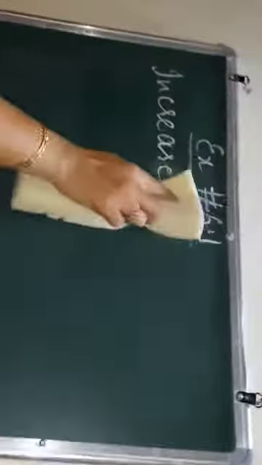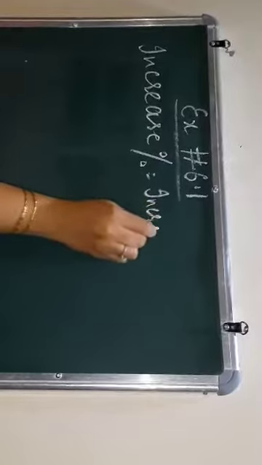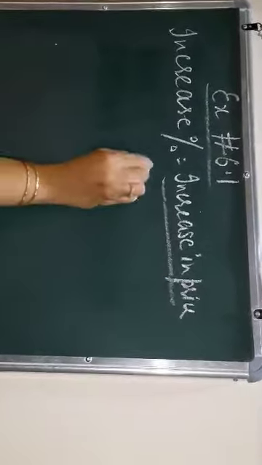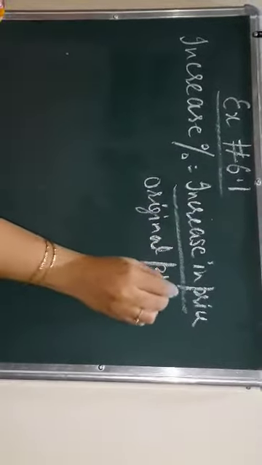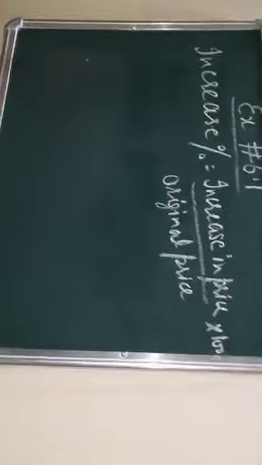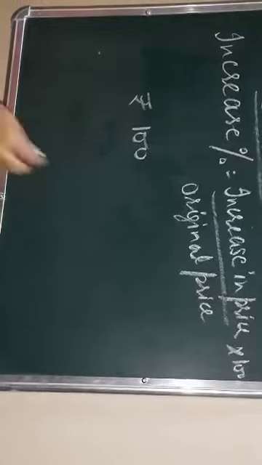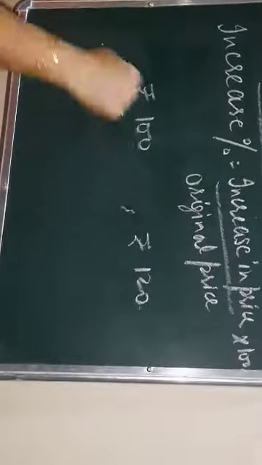We can write it a little bit short so that a complete formula comes. It will be increase in price upon original price into 100. What is original price and what is increase in price? Suppose a person has bought something for rupees 100, and later on its price is increased and it has become 120 rupees. So how much increase in price is there?